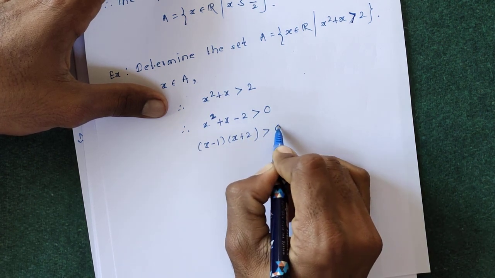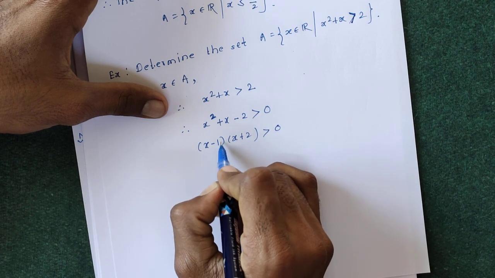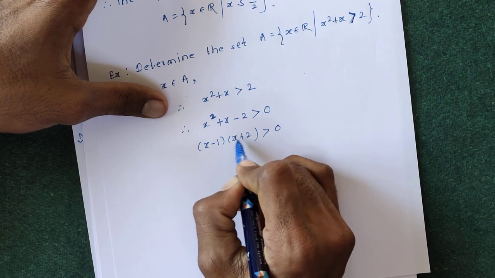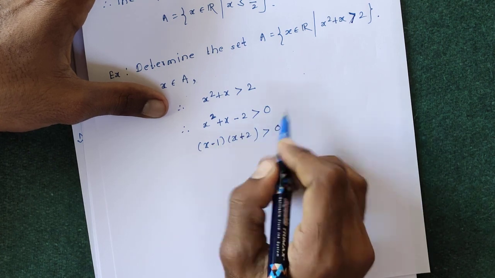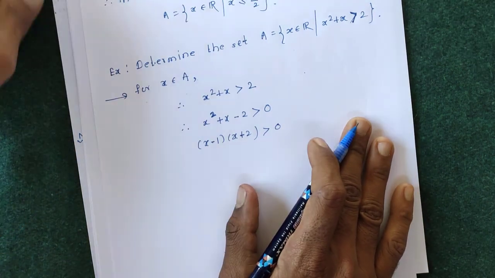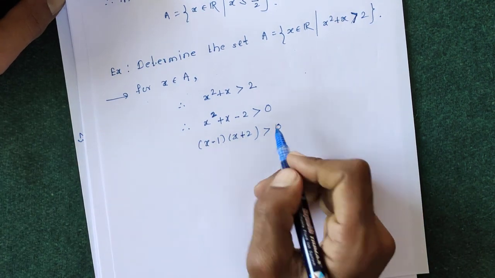a into b is greater than 0. This x minus 1 is equal to a, then x plus 2 is equal to b, then a into b is greater than 0. And by the previous notes we have seen that a into b is greater than 0. So there are two possibilities.